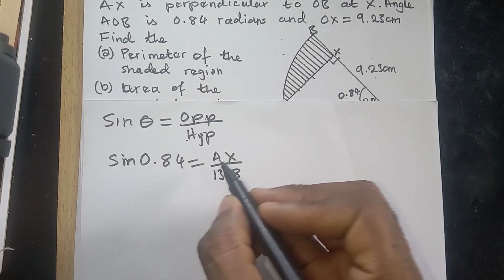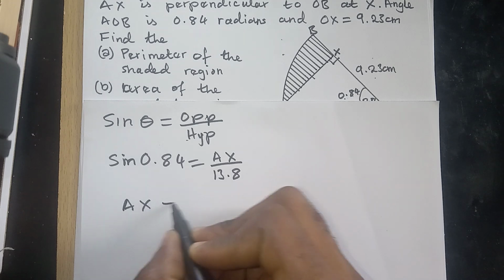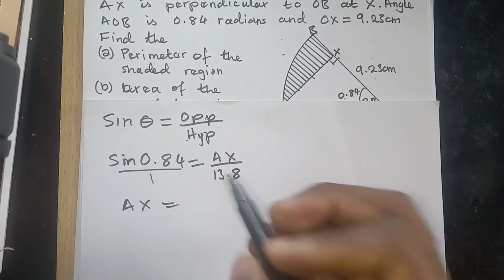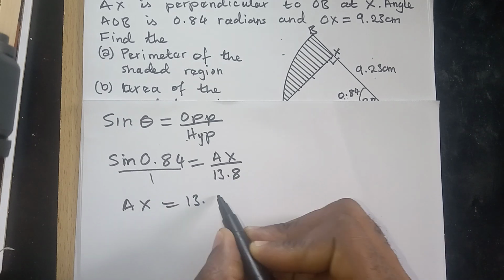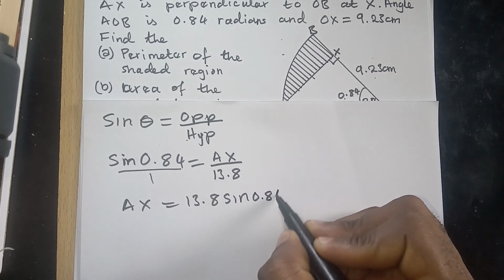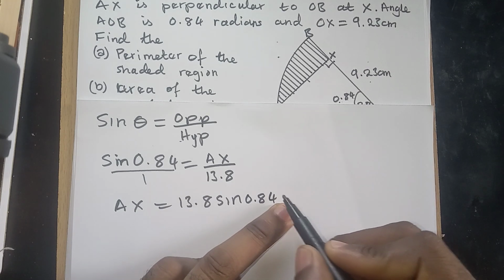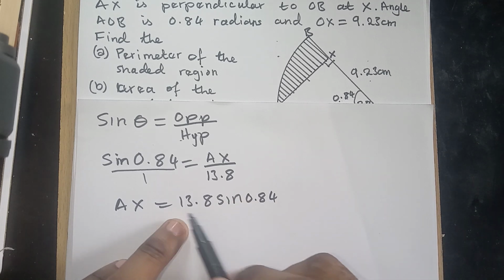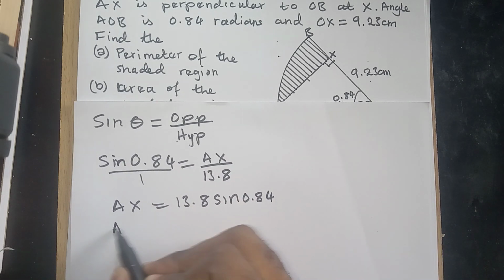Then I can cross multiply. So I have AX this side. You can put a 1 there if you want. This times this will be this, and then this times this. Make sure that you start with this: 13.8 sine 0.84. The moment you write this side, it might appear like you are multiplying by this, so make sure you put it this side, especially when you are punching it on your calculator.